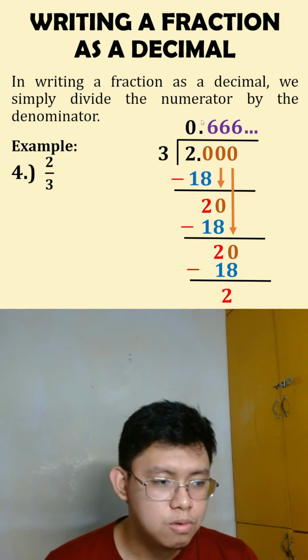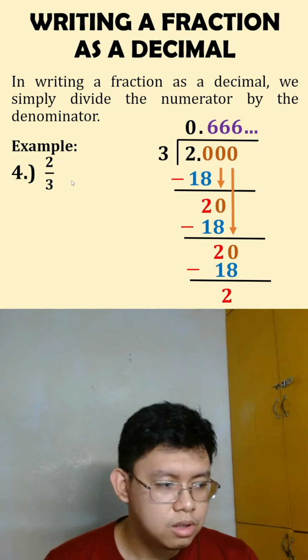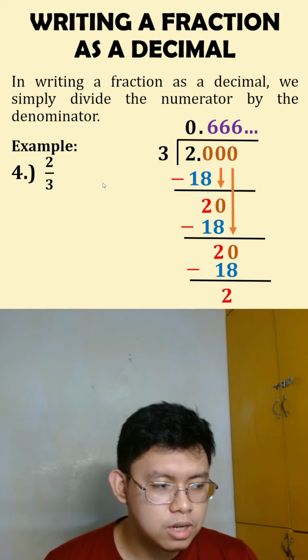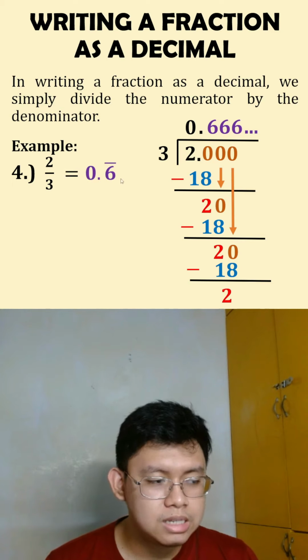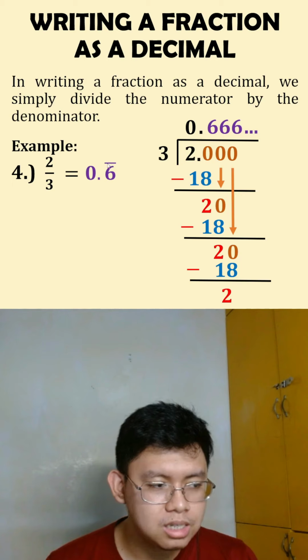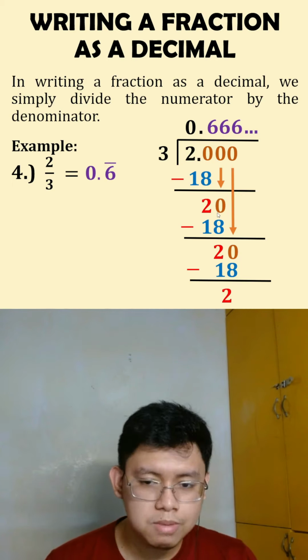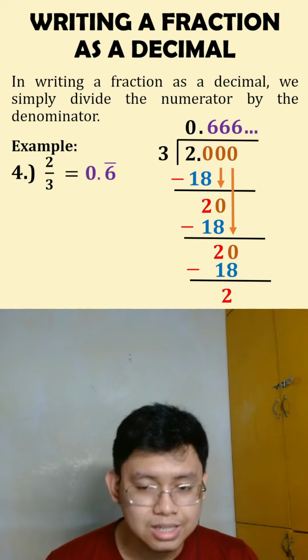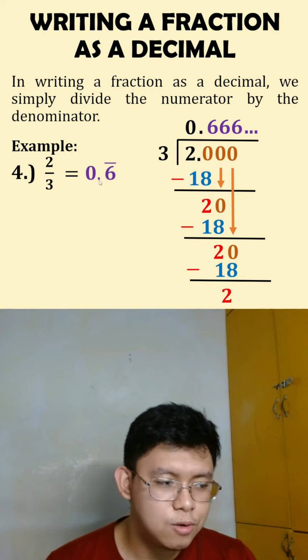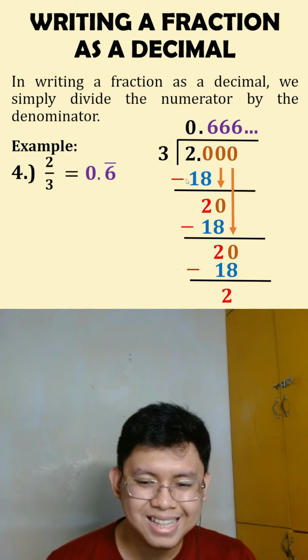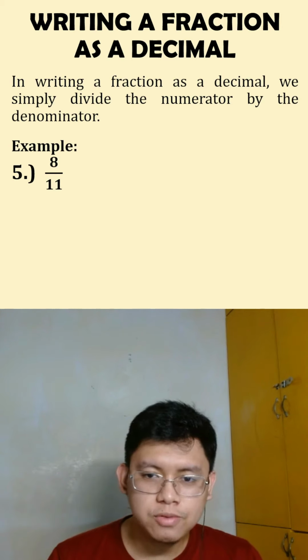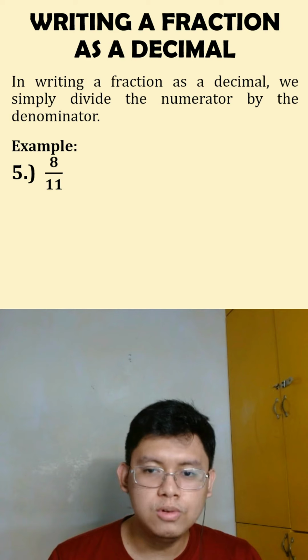decimal. So, when we write our answer, we can say that 2 over 3 will be equal to 0.6 bar. So, yung bar sa taas ni 6, ibig sabihin niya na uulit si 6 infinitely. So, it will be a repeating decimal. So, our final answer is 0.6 bar. That's it. Tada! Alright. Let's convert 8 over 11 to decimal.